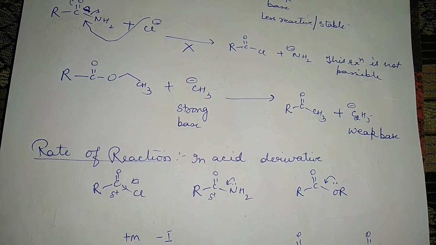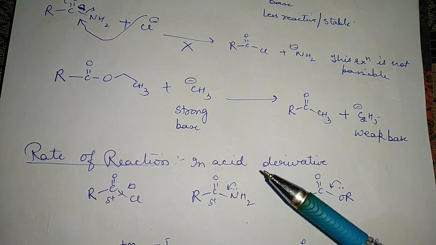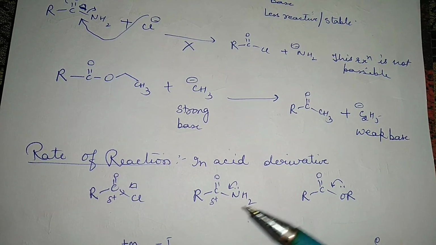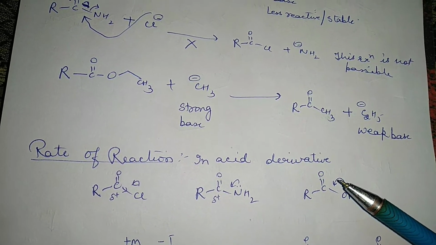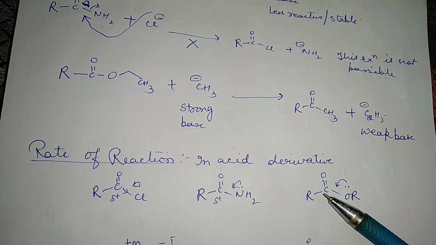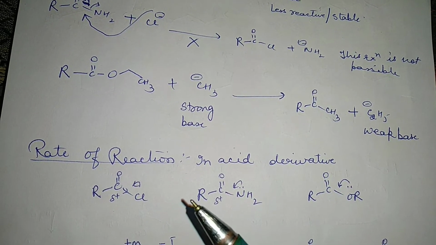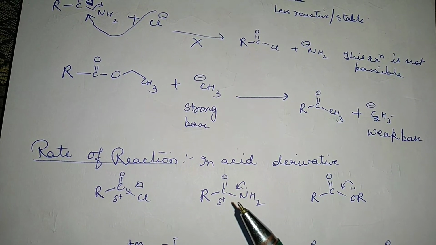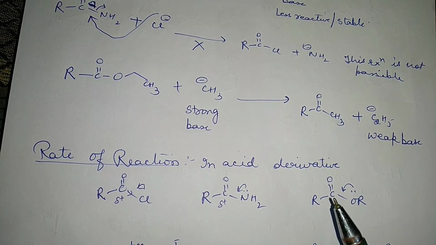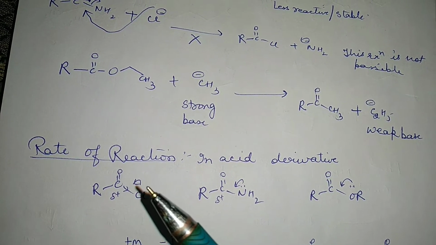Now coming on to the rate of reaction, here you can see this is an example where you can differentiate between these three acid derivatives. First one is acid chloride, second one is your acid amide, and third one is your ester group. So here you can see there is a partial positive charge over this carbonyl carbon. So from here you can differentiate which one is having more partial positive charge and which one has lesser partial positive charge, because of the nucleophile attached to them.